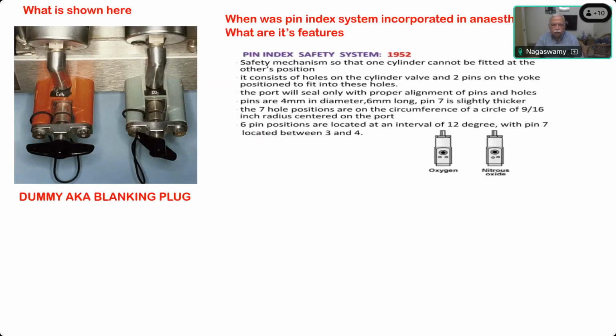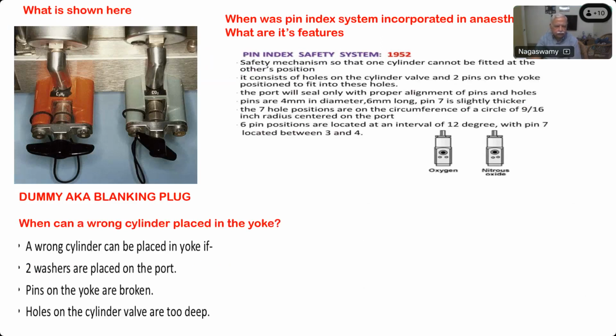Okay. What is the pin index system incorporated for? All of you know that it's to prevent the wrong cylinder being mounted. And still, can you fix a wrong cylinder in spite of having a pin index? What are the methods by which you can still fix a wrong cylinder? By using two washers at the port. And the second is, if the pins are broken, then you can still fix that. Or the holes in the cylinder valve are too deep. These are the three reasons where a wrong cylinder can still be fixed to the yoke.